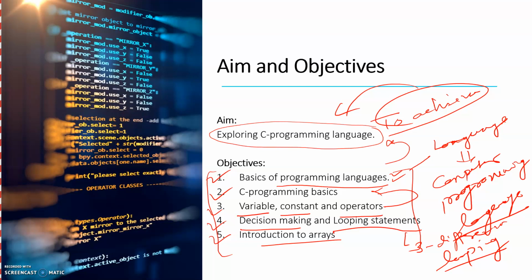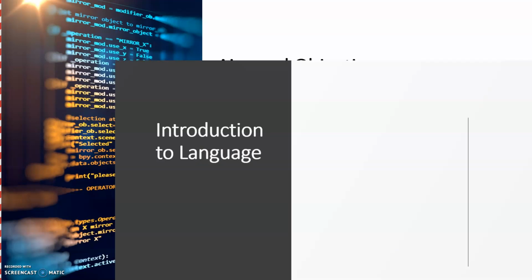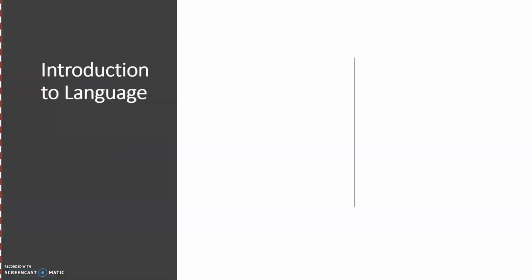So I will start with the first objective, which is basics of programming language. The first thing we need to understand is what is language and why we need language. A language is a system to communicate. Suppose there are 2 persons, person 1 and person 2, and they want to communicate with each other. Then in order to communicate, they have to have one language, and I'm calling that language L.